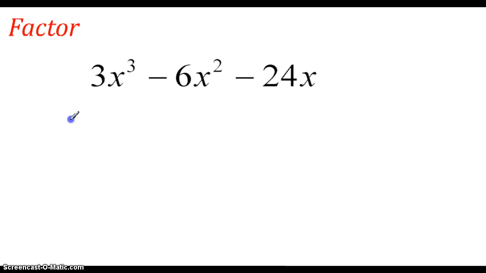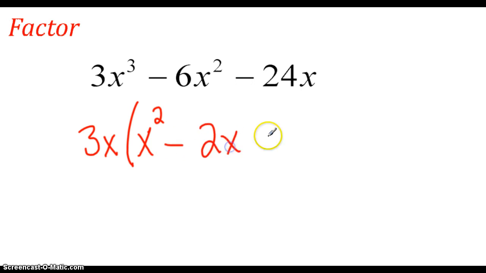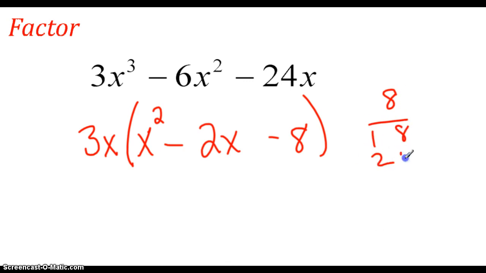So the GCF would be a 3, but what else do they all have? They all have x cubed, x squared, and an x. So at least all of these have one x, so I can pull it out. This is going to leave me with x squared, because remember, x times x squared gives me x cubed, minus 2x minus 8. When I do this, I know that I need factors of 8. So 1 and 8, 2 and 4. And that's it. Out of those, I need them to add or subtract to the number 2.